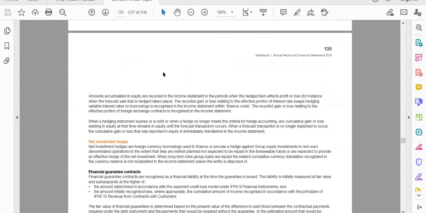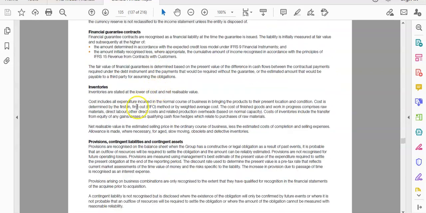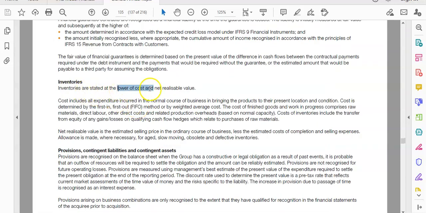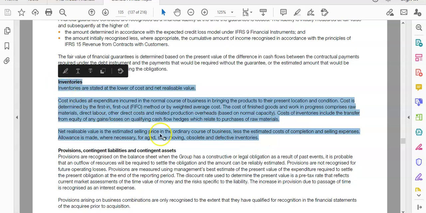Cash equivalents. Inventories, you can see it here. Stated at the lower of cost and NRV. They use the FIFO method or the weighted average. So that just tells you what their policy is for inventory. And that's included on page 135.